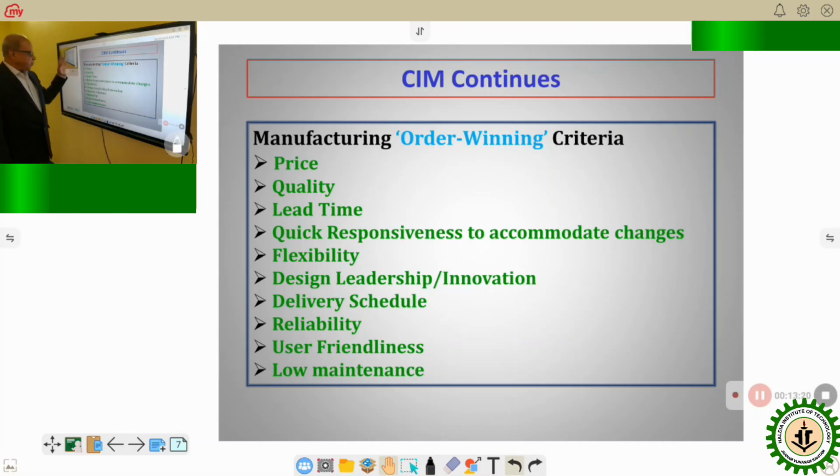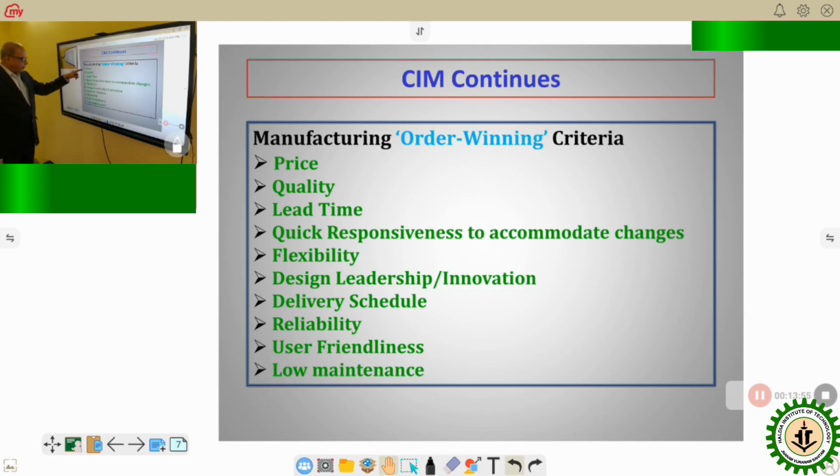So under the prevailing situation, the manufacturing system must showcase certain order winning criteria. What is the order winning criteria? That means they will focus or prioritize certain attributes or features where they should concentrate, so that those parameters can be adjusted suitably to bag the market. That means their product will be sold to customers in a large quantity as compared to the competitors. That is exactly what is called order winning criteria.